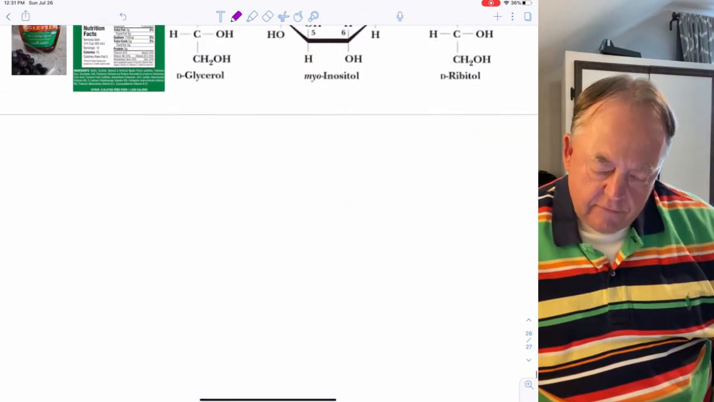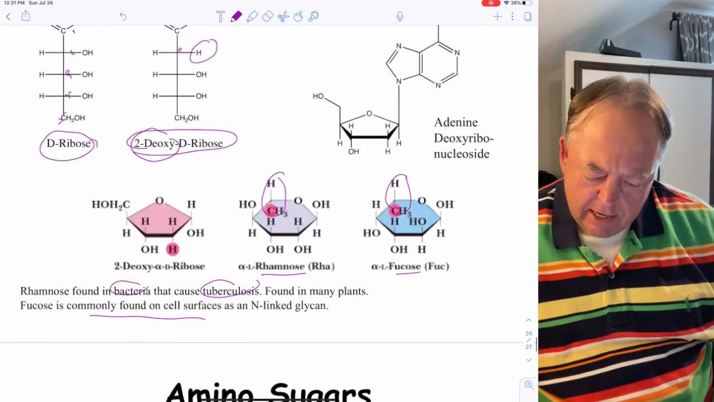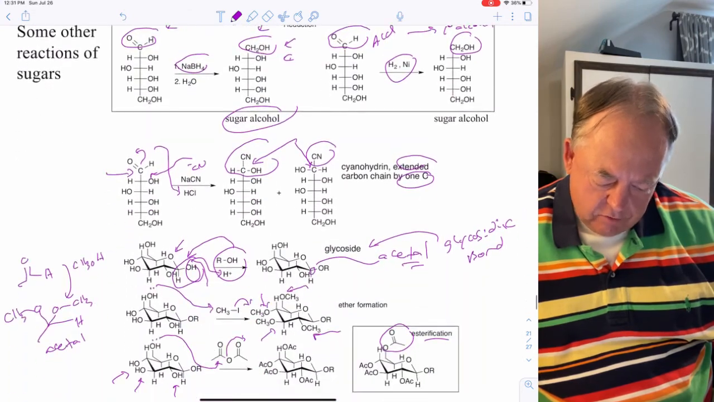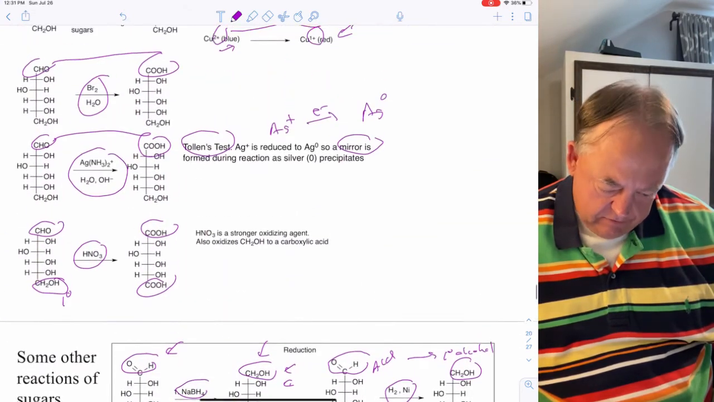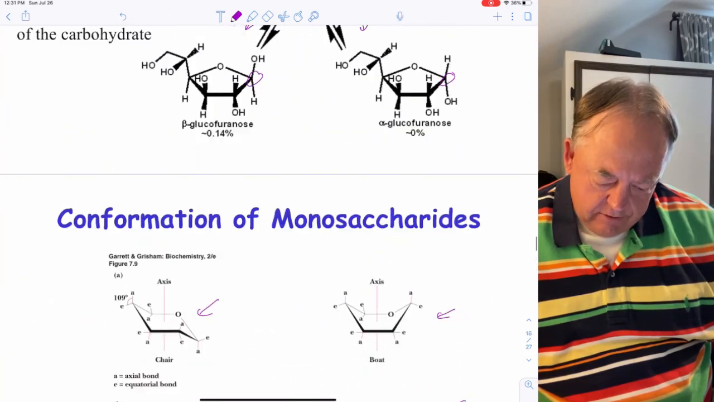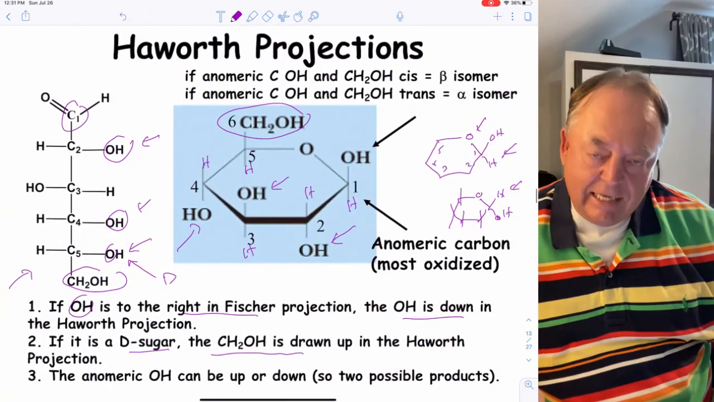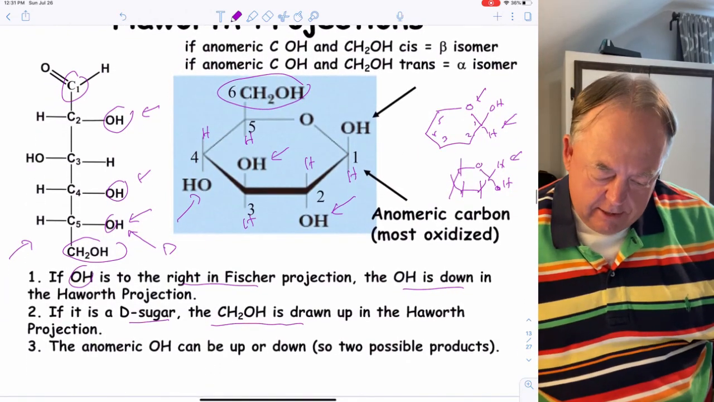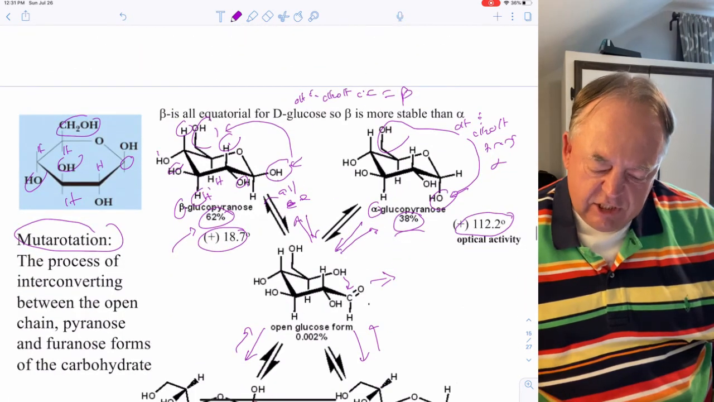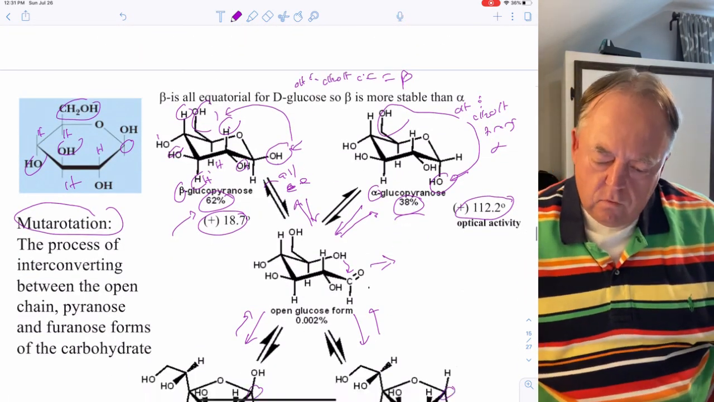Okay, and that's it for this first part of chapter 23. So the main focus of this chapter would be for you to know these basic reactions of carbohydrates, and for you to know how to take a carbohydrate and draw it as a Haworth projection, and then take that Haworth projection and be able to draw it as a chair in the chair form. Okay, we will stop there.